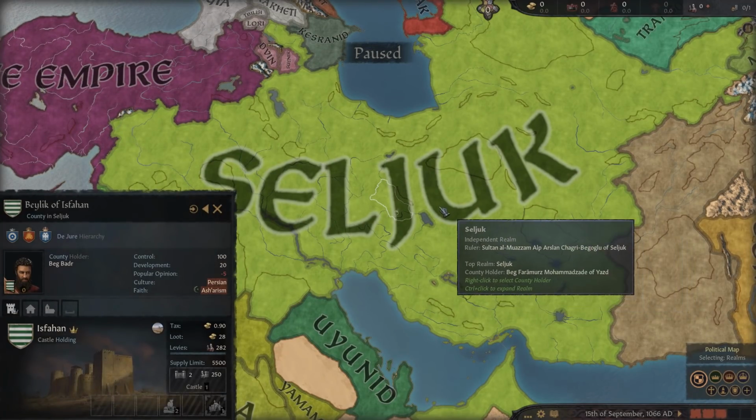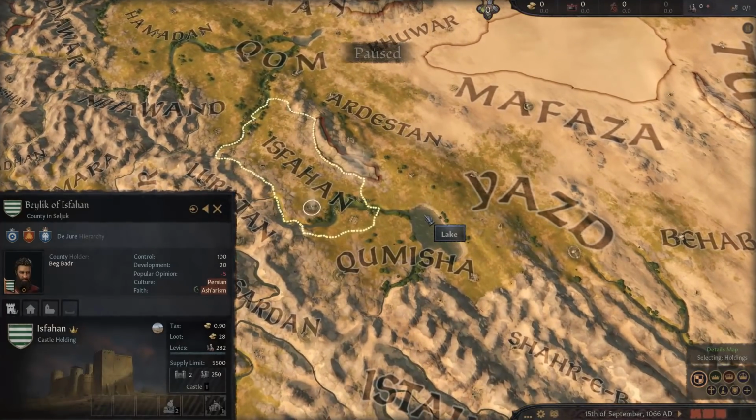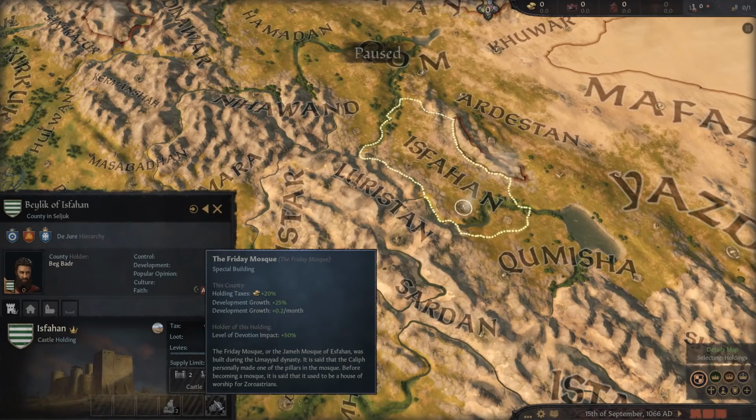Hey, we're back in the Seljuk Empire again, like I mentioned before, and in Isfahan. Isfahan, here we have the Friday Mosque. And for this to be enabled, you either need to be of Islamic religion, Zoroastrian religion, or a religion who deems this a holy site. And it is also always constructed.